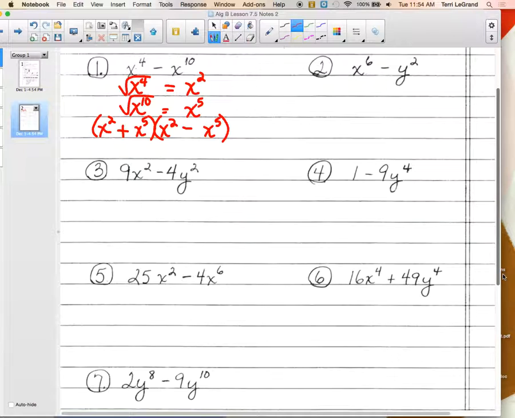Okay, anyone want to ask about that one? Yes. What would happen if we didn't write x to the 2nd first, and we wrote x to the 5th first? Then it would throw it off.